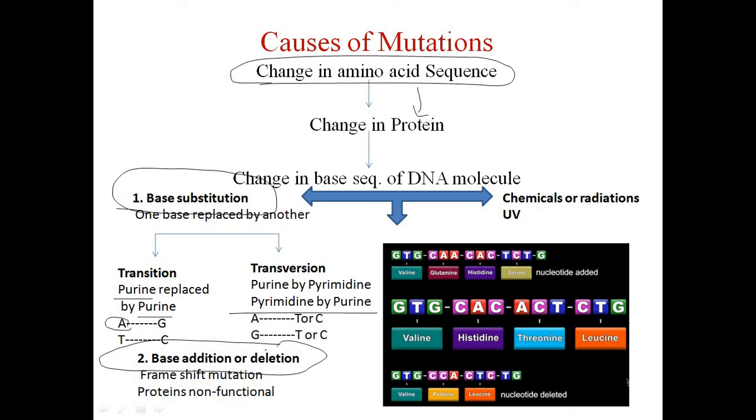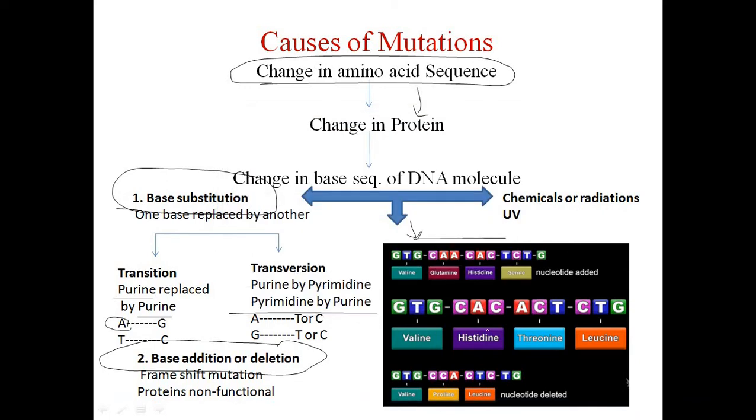Whereas in base addition or deletion, frame shift mutations occur, where proteins are non-functional. This diagram will give you a more accurate idea about frame shift mutation. Suppose this is the sequence of specific amino acids, and these amino acids are in the form of codons. What are codons? They are triplets of nucleotide bases. In a frame shift mutation, there is either an addition of a base or a deletion of a base.